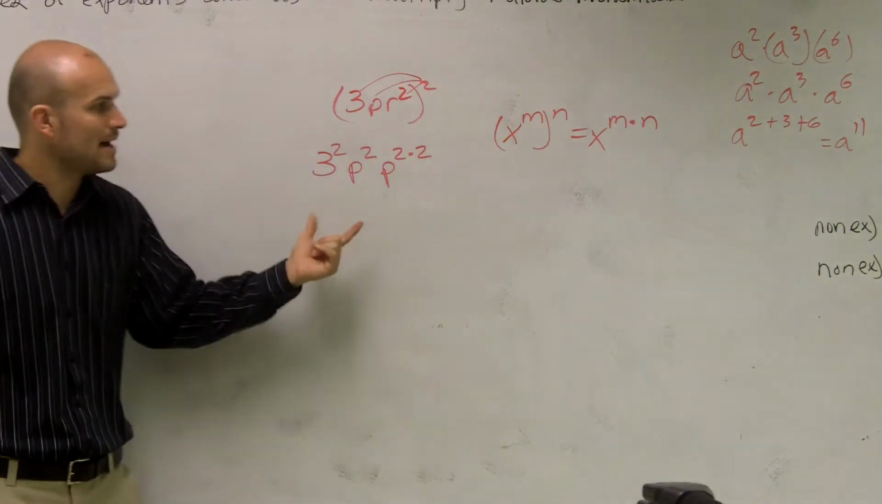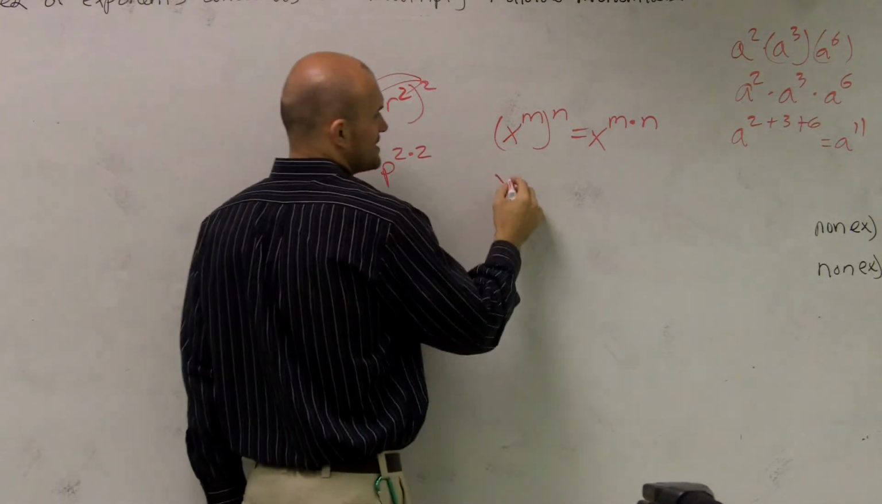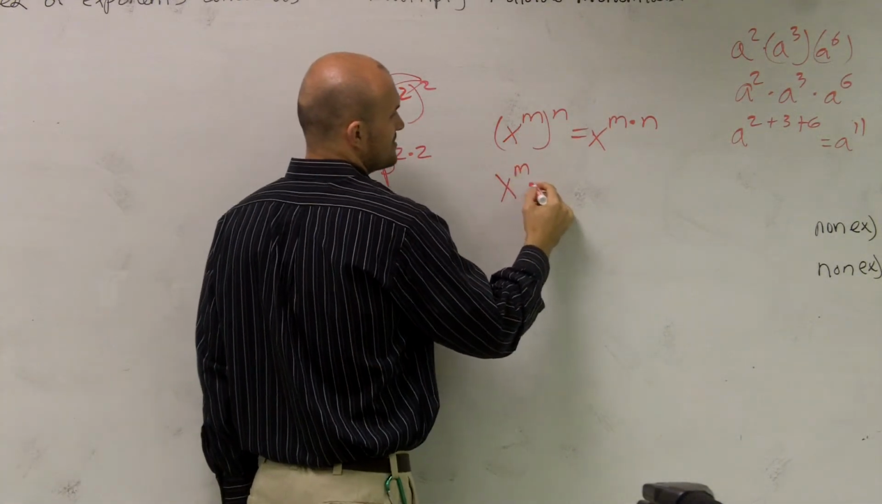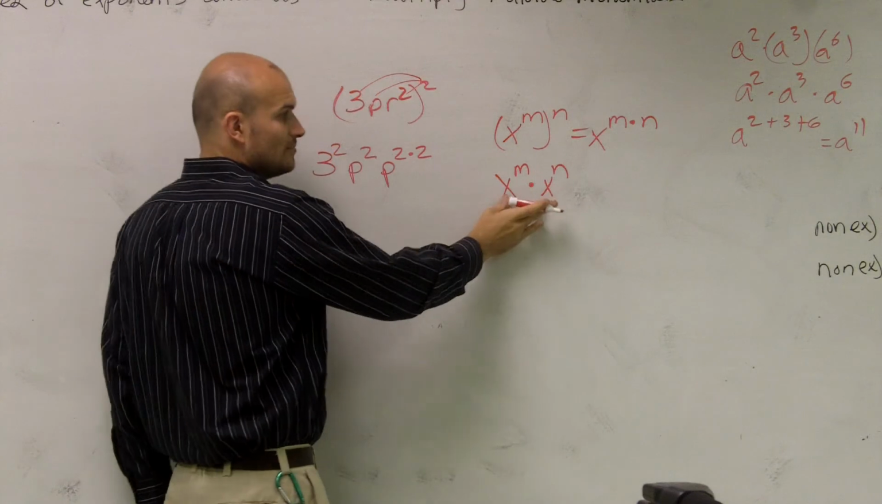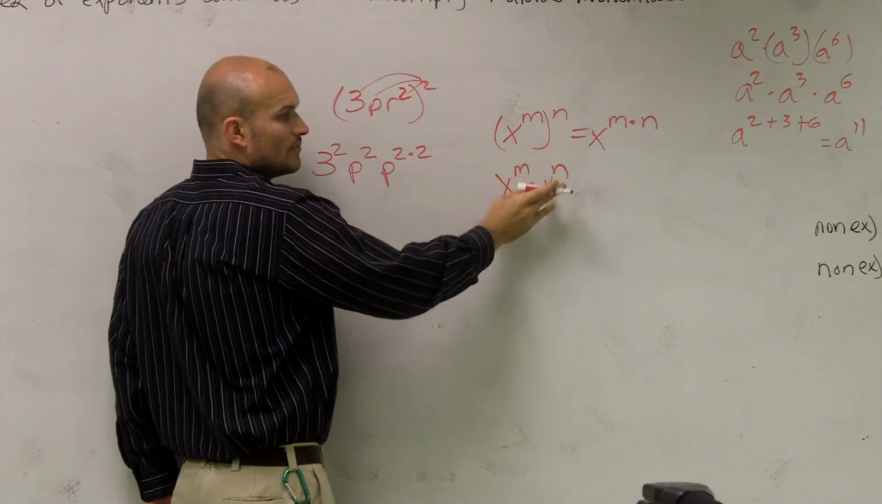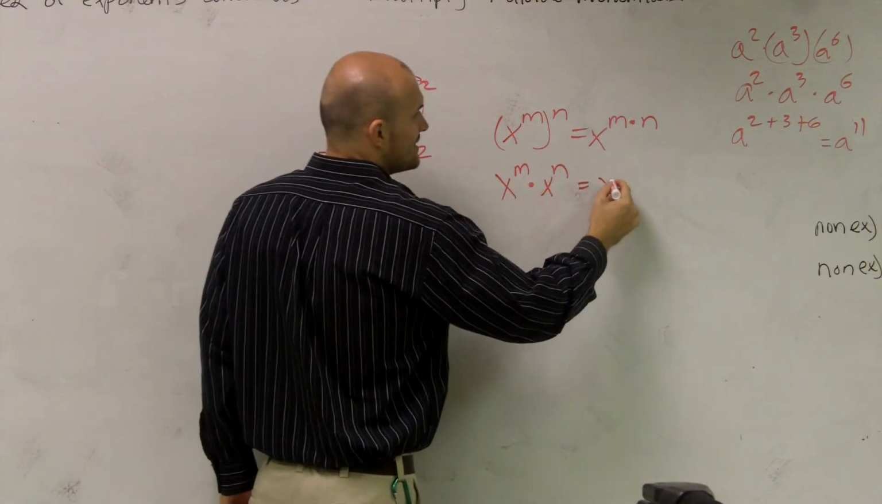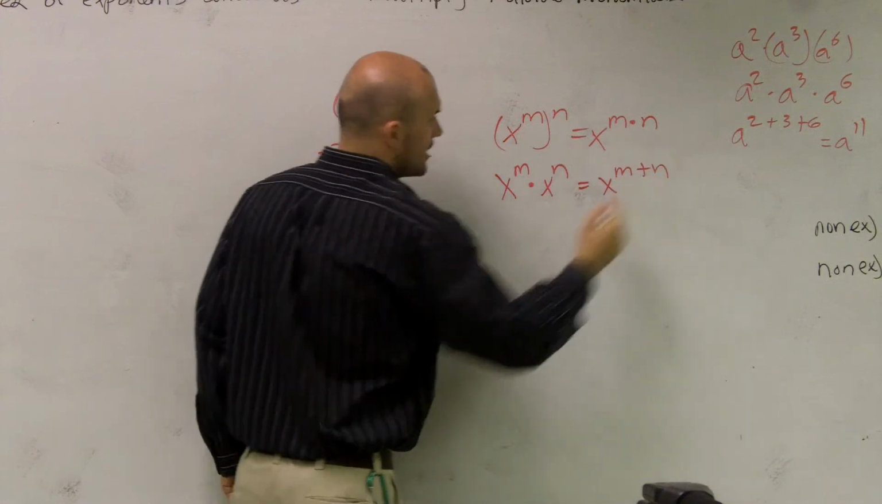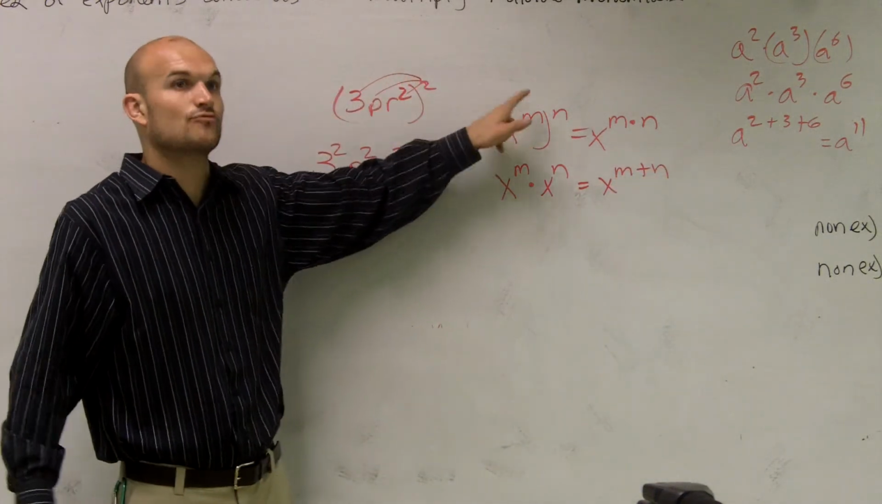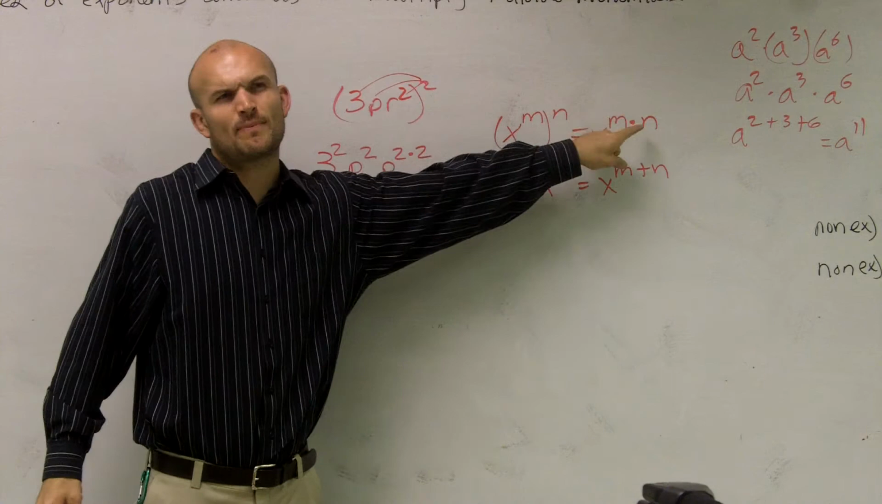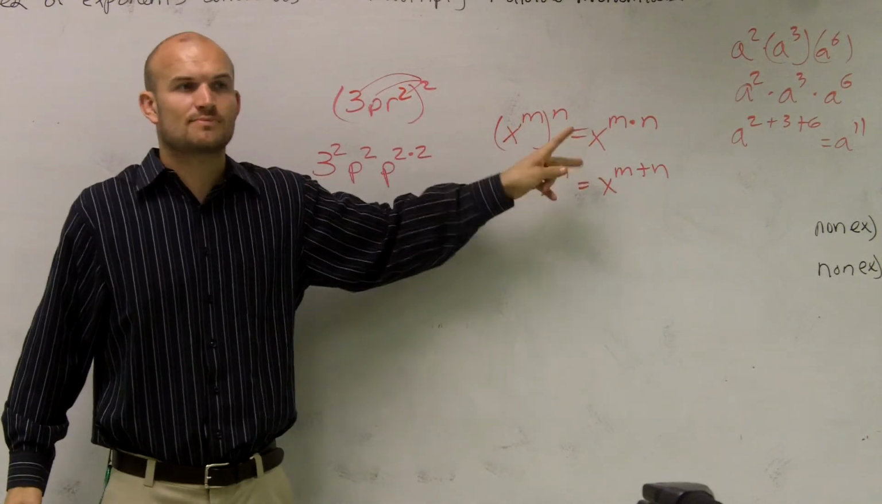Can you write that down? Well, all I was saying is that x to the m times x to the n, when you multiply numbers with the same base, you add the exponents. But when you take an exponent and raise it to another exponent, you multiply. These are the two most common rules people mix up.